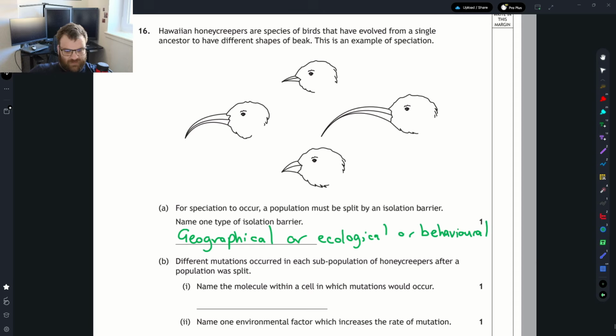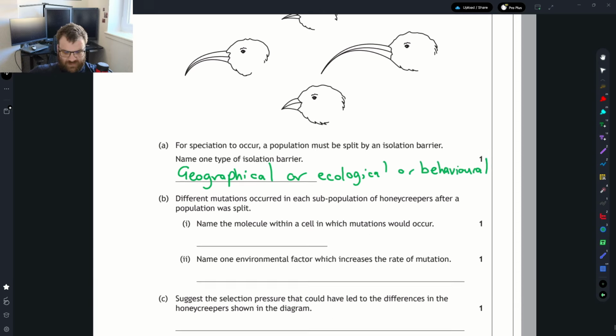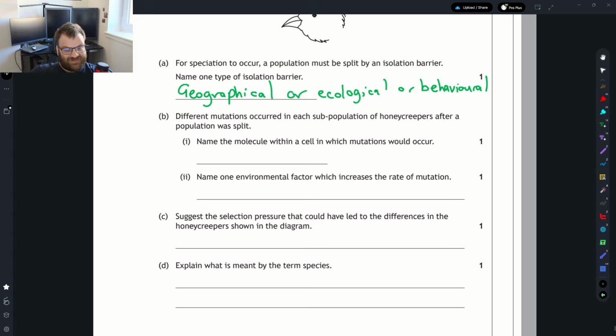Or that one. Name the molecule within DNA in which mutations would occur. Mutations are random changes to DNA. The genetic information, so DNA is the one for that. You can have irradiation. So if people are exposed to high levels of radiation, then that can have an effect. You can have chemicals. Would be things that can increase the rates of those.